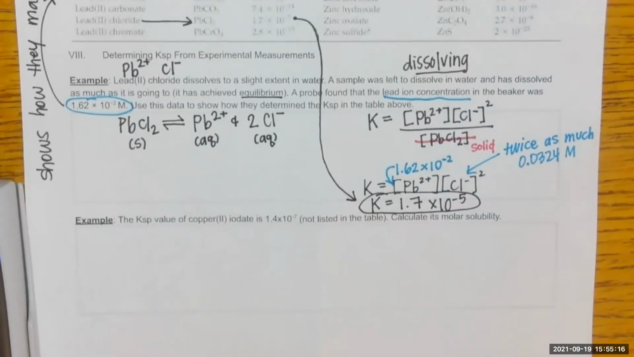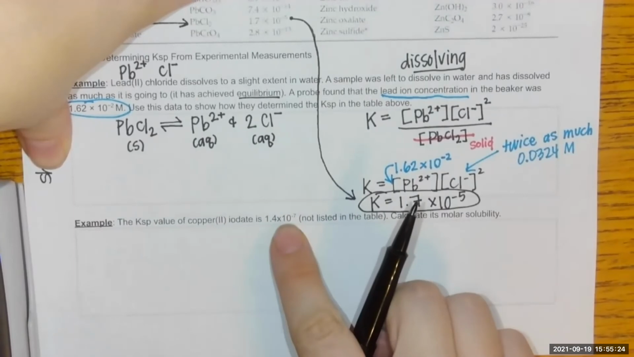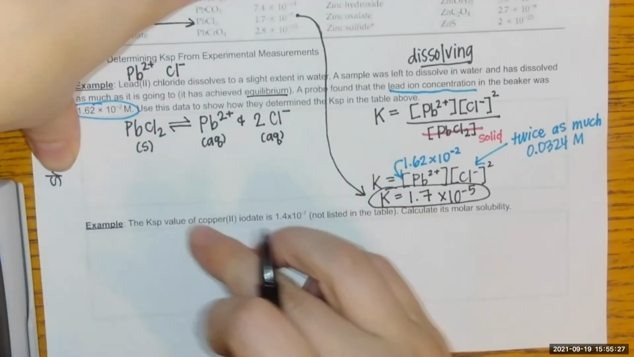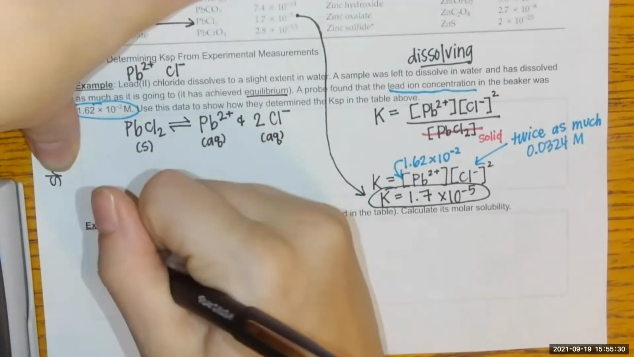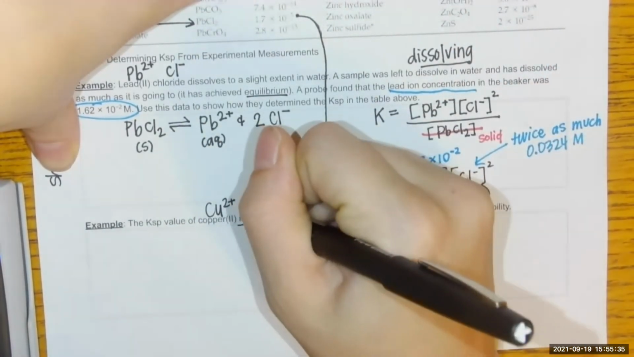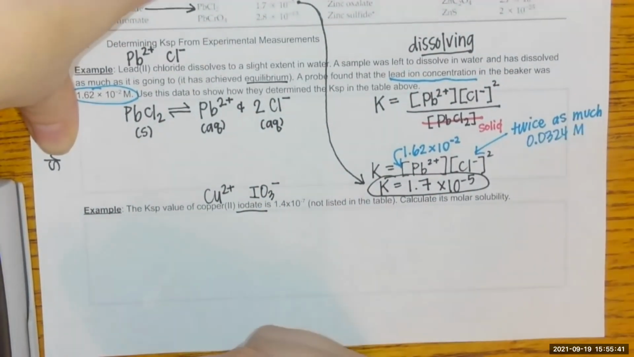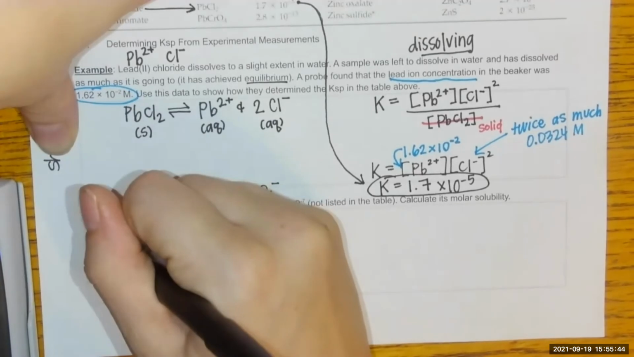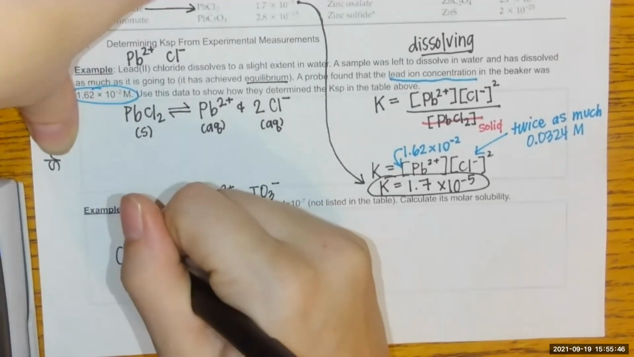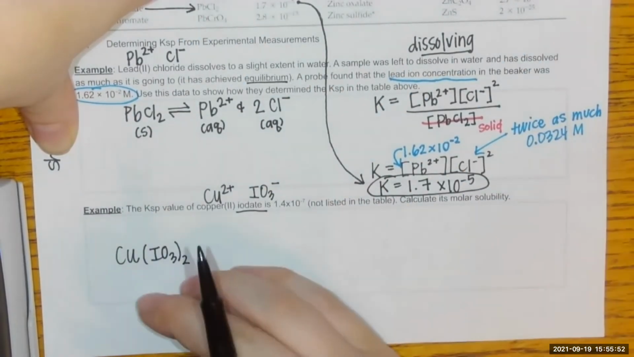So finishing out the page, the KSP value of copper 2 iodate, not listed in the table, I had to go find it somewhere else, is this. So let's see, copper 2 iodate would be, we've got copper with a 2 plus charge. Iodate is IO3 minus 1. It's a polyatomic. So putting those together, I would have copper like that. Copper 2 iodate.